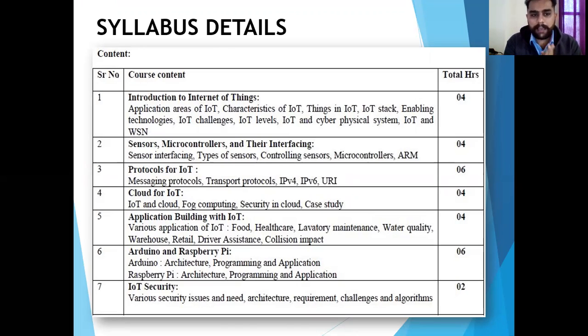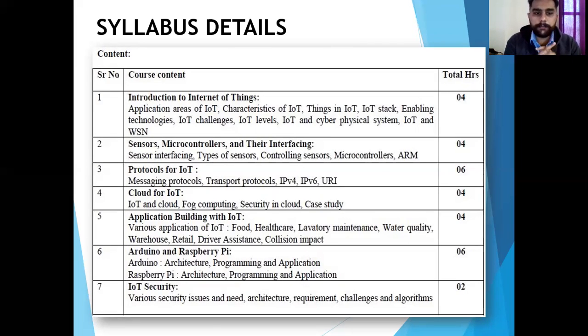After that, we have unit number 2 that contains the sensors, microcontrollers, and their interfaces. As I already told, various sensors are available, that means types of sensors. There are lots and lots of sensors that are used in various applications, right? So we need to know the types of sensors, then sensor interfacing. After that, controlling of sensors, microcontrollers, and the various interfacing that is used. So we need to learn the whole thing during this second chapter. It also has a 4 hour session.